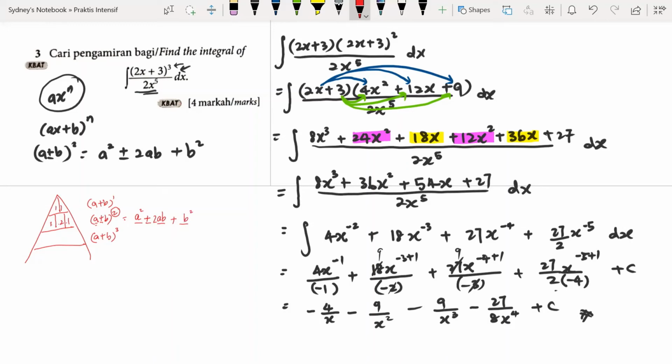Now for the power 3, we will have 4 terms. The edge of the triangle is always 1, and the number is obtained by adding the 2 numbers in the previous line. So 1 plus 2 is 3, 2 plus 1 is 3. Therefore, we will have 4 terms: 1, 3, 3, 1. If this is plus, then everything will be plus. If it is minus, then our signs will alternate.